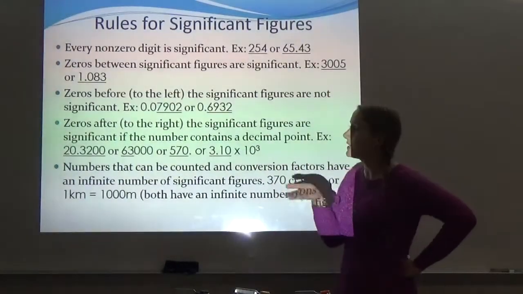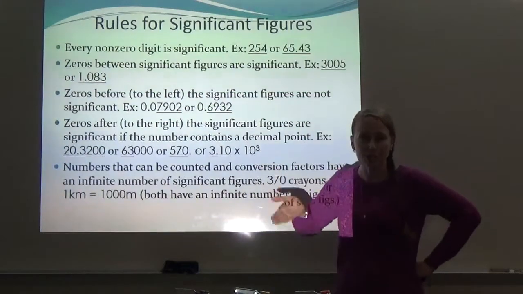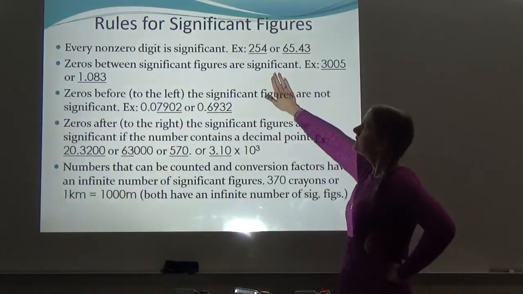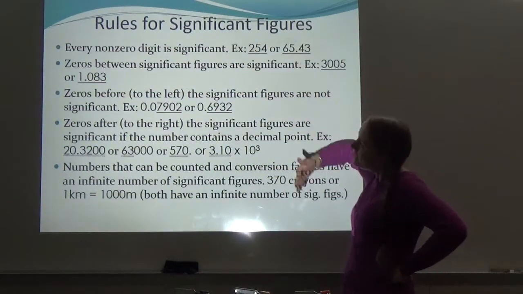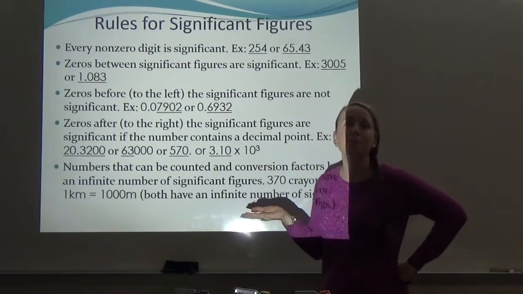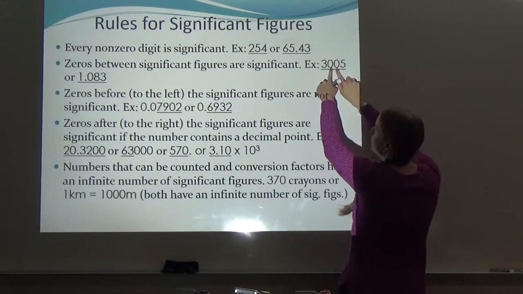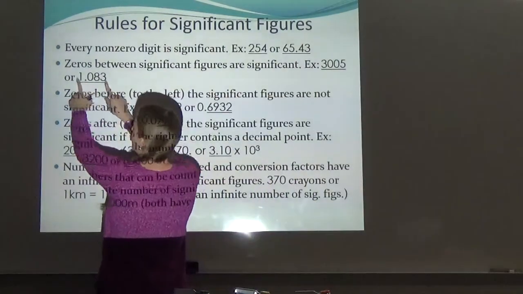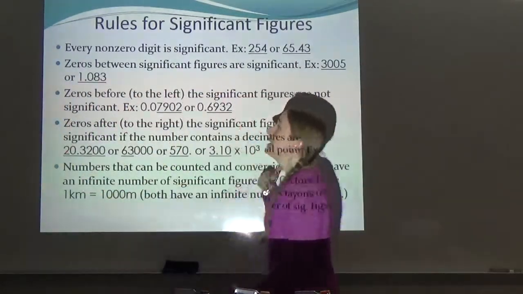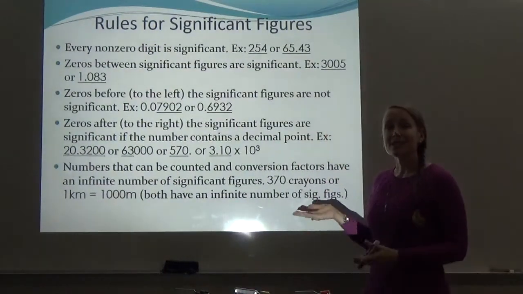Zeros are the ones that are tricky. There are literally 3 rules just for zeros. So first, let's start with zeros in between the significant figures. I like to call them middle zeros. See how the zeros are in between the non-zero numbers? And here the 0 is in between the non-zero numbers. Middle zeros are significant also.